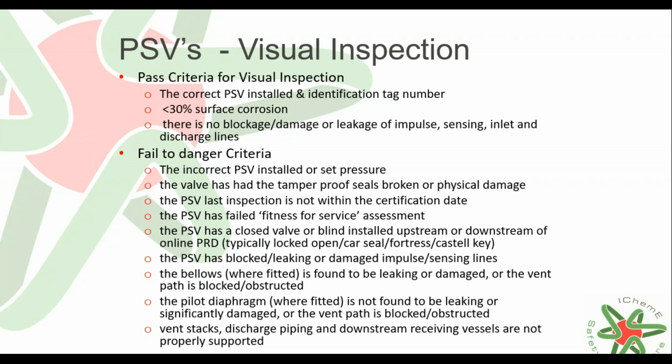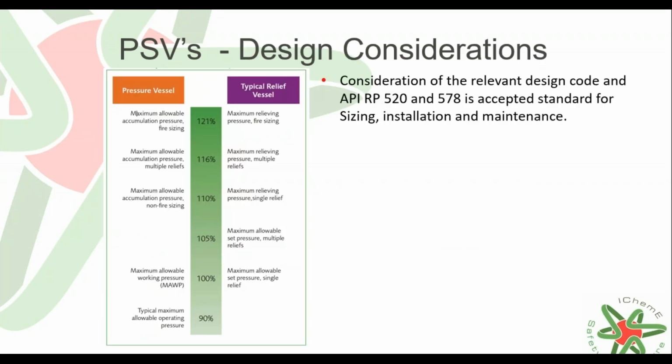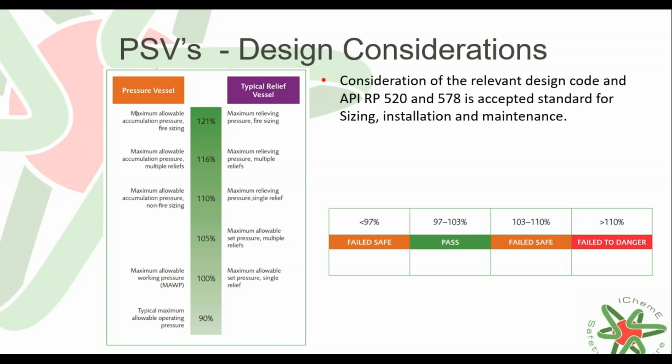Okay, if we go on to the next slide, Susanna, we need to talk about the actual PSV calibration side. There's a nice picture here, which is an extract out of the guidance document. What it tries to do is give you a visual representation of the difference between the pressure vessel operating pressures and the relieving pressures. So if we read, I guess, on the left-hand side, where it's talking about the pressure vessel, starting down the bottom.